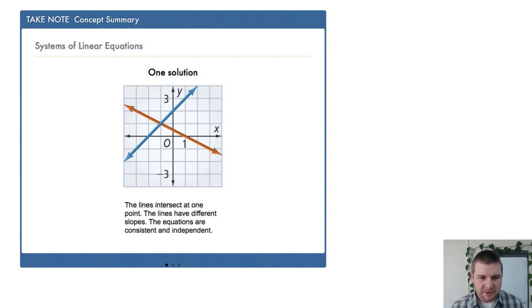Systems of linear equations. A graph here shows one solution. The lines intersect at one point. The lines have different slopes. The equations are consistent and independent.